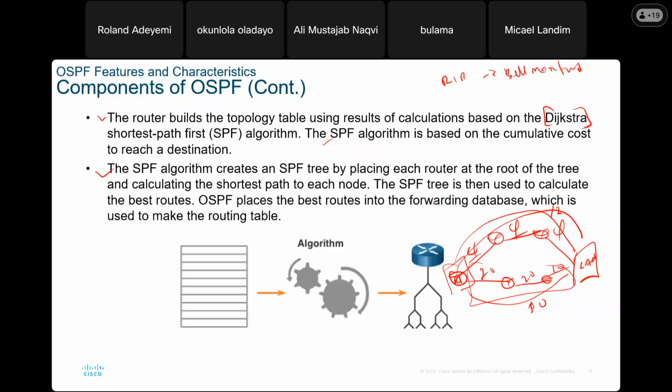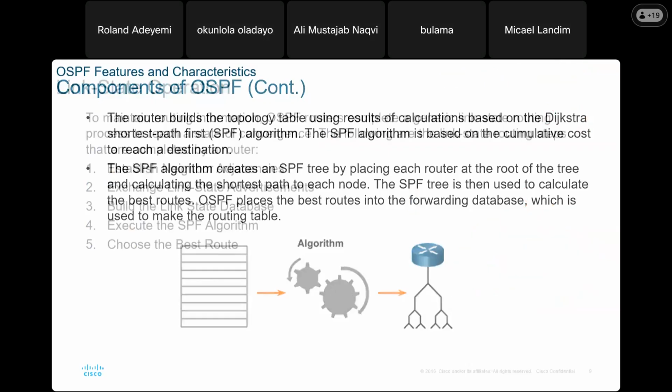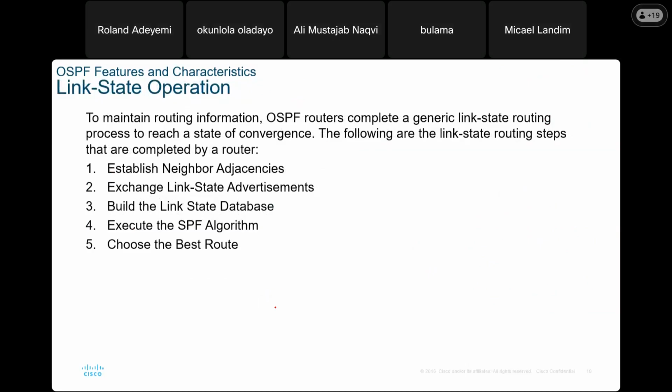OSPF places the best route into the forwarding database, which is our routing table. This is how OSPF behaves. It runs the algorithm, calculates the shortest path, checks out different destinations, which one is the shortest path, based on the lowest cumulative cost, and it installs that in the routing table. That is the part it's going to be using. And I believe you know what we mean by algorithm. You need to check it out if you have an issue with algorithm, or Google.